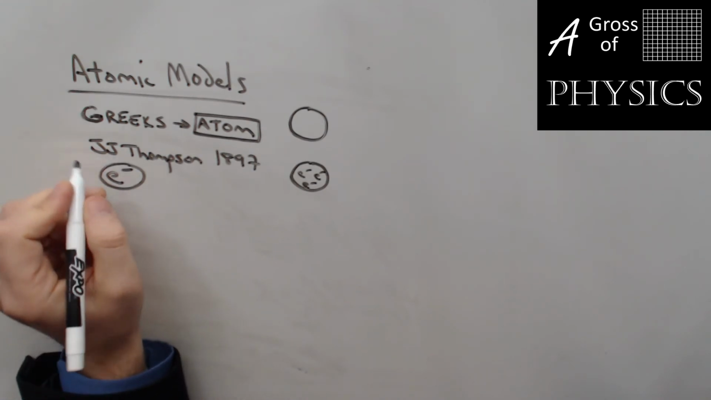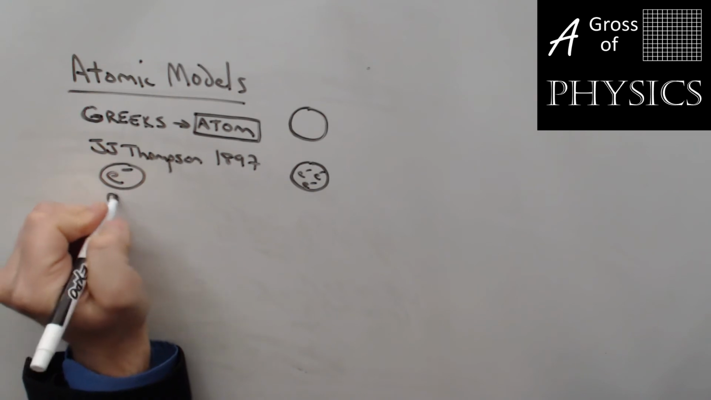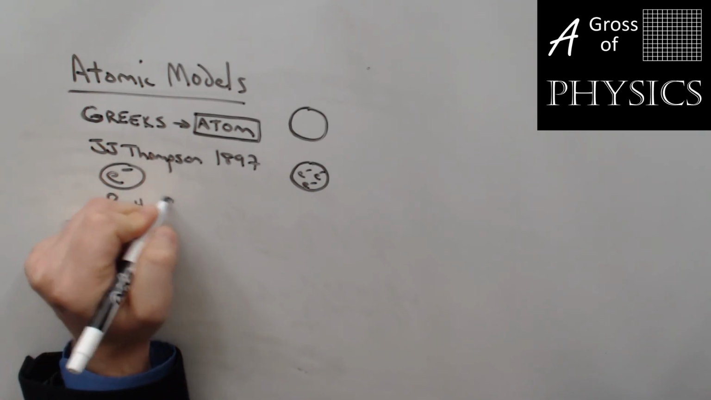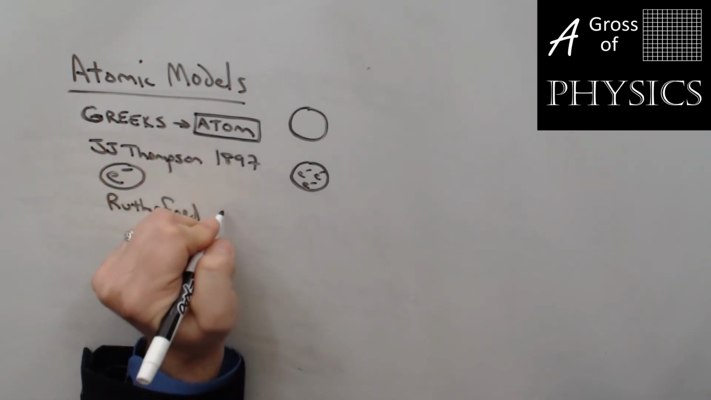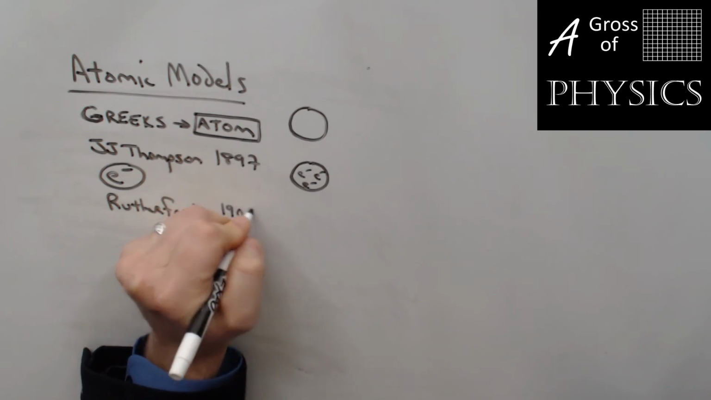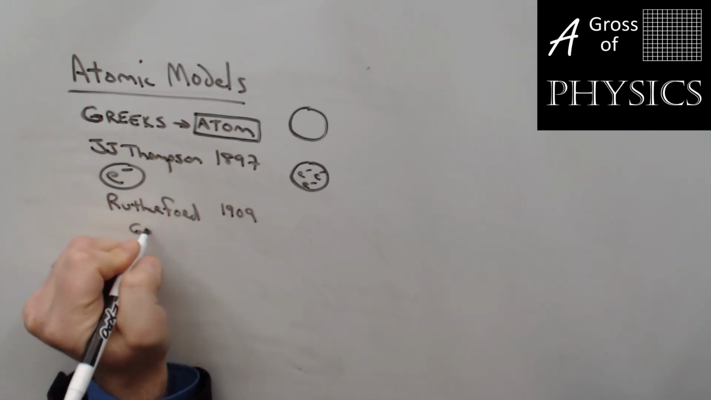Well, fast forward a little longer, and we move into Ernest Rutherford. And this is in 1909. He did his gold foil experiment.